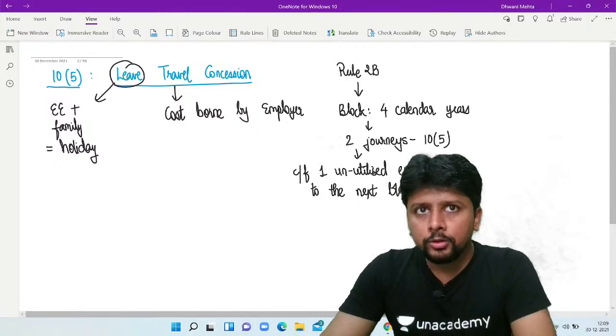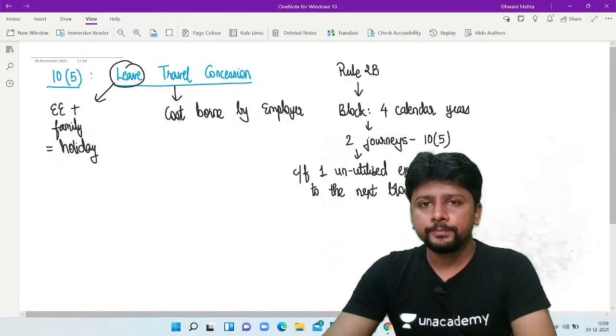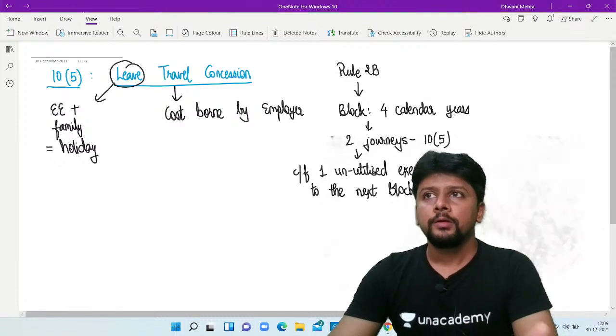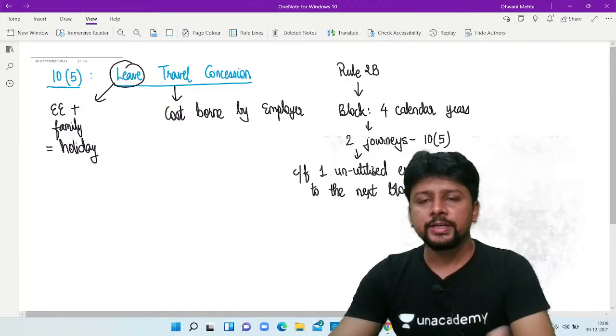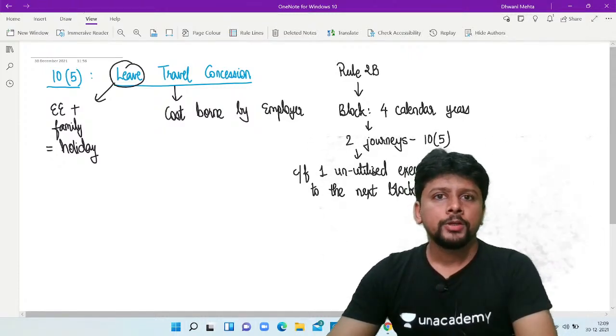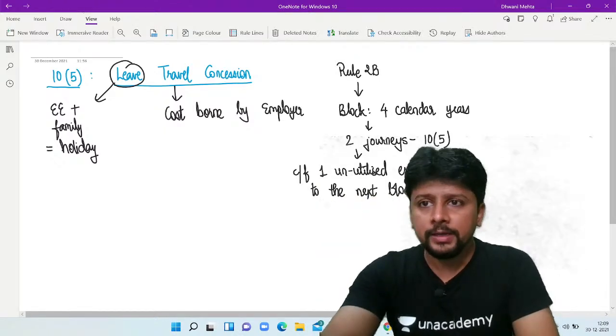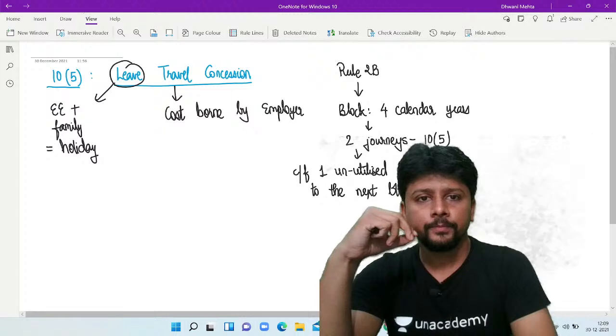But in 2020-21, the period when lockdown was imposed, flights were suspended, both domestic and international flights. So as an employee, going on a holiday with my family was not possible.